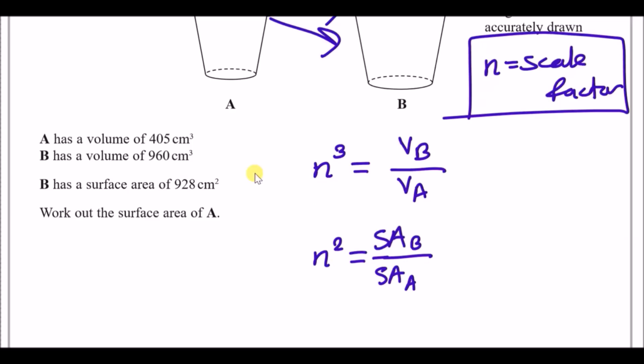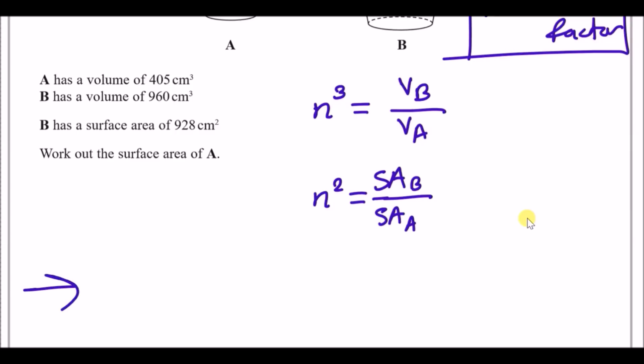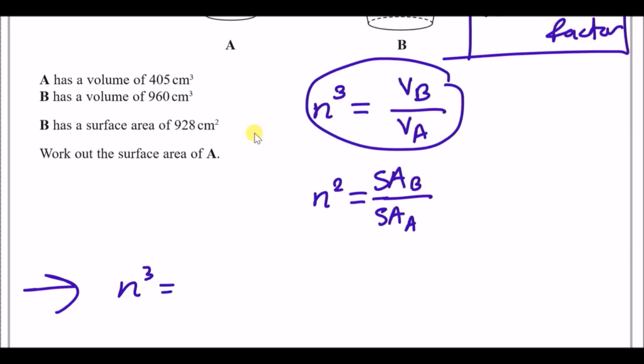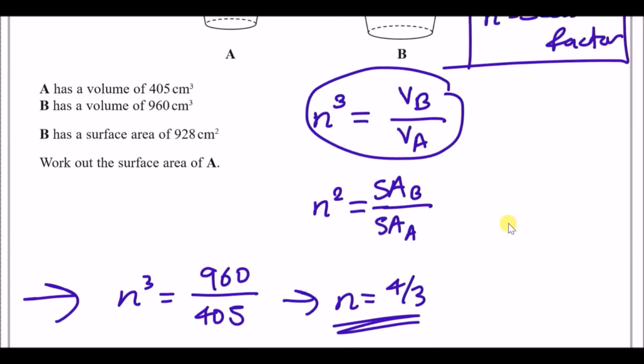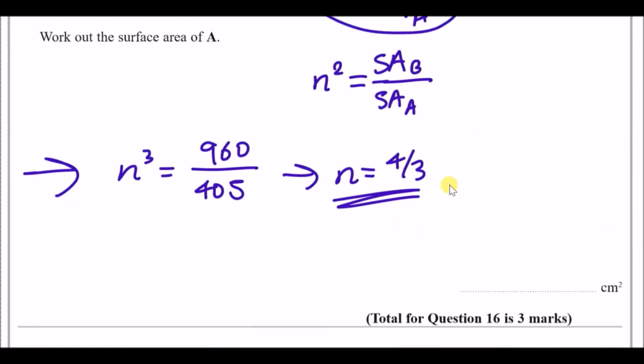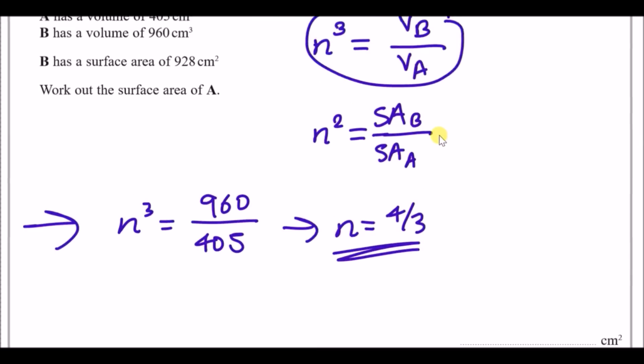Okay, so now all you have to really do is just figure out the scale factor n from the first equation, and plug it in to solve the second equation. So let's do it. Using the first equation here, we have the volume of B and the volume of A. So therefore n cubed equals 960 over 405, and then literally cube root this answer, and you will get 4 over 3. So this is actually the scale factor. So we can say that this shape is 4/3 bigger than A, volume wise.